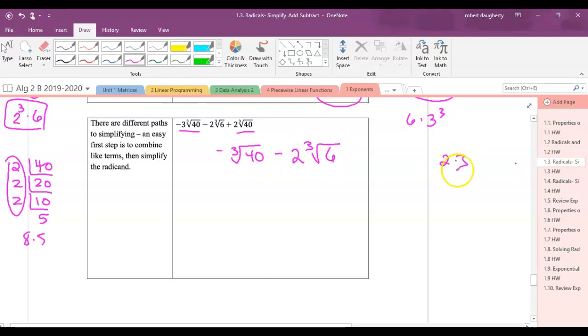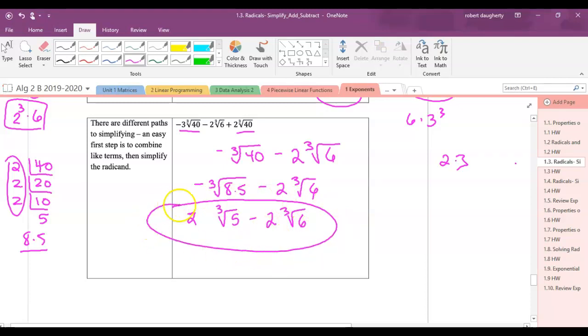6 is just 2 times 3, so I really can't simplify that any further. But 40, I can simplify. Divide 40 by 2, you get 20. Divide by 2, you get 10. Divide by 2, you get 5. 40 is 2 cubed times 5, or 8 times 5. So this becomes negative of cube root 8 times 5 minus 2 cube root of 6. Cube root of 8 is 2. So this is negative 2 cube root of 5 minus 2 cube root of 6.